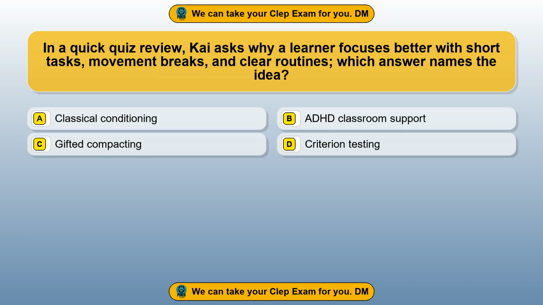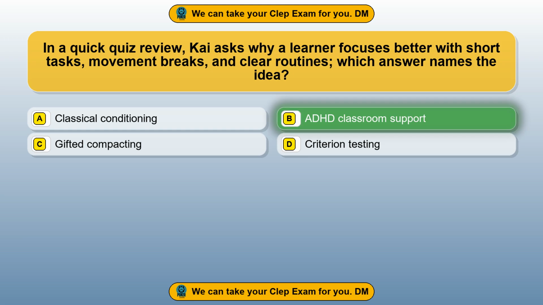Question 67. In a quick quiz review, Kai asks why a learner focuses better with short tasks, movement breaks, and clear routines. Which answer names the idea? Option A, classical conditioning. Option B, ADHD classroom support. Option C, gifted compacting. Option D, criterion testing. The correct answer is option B, ADHD classroom support.